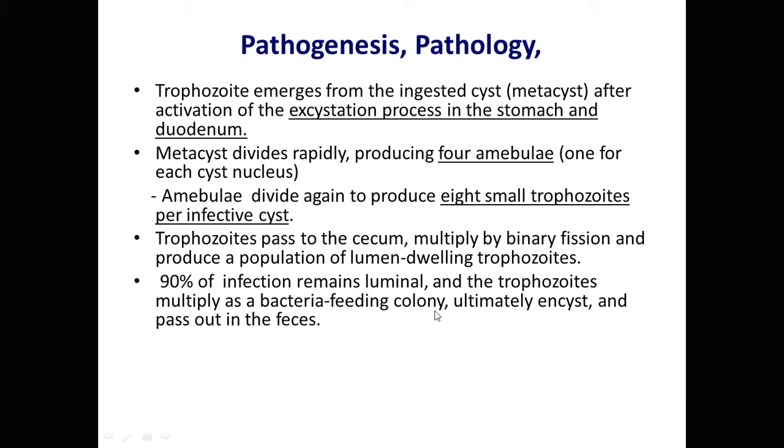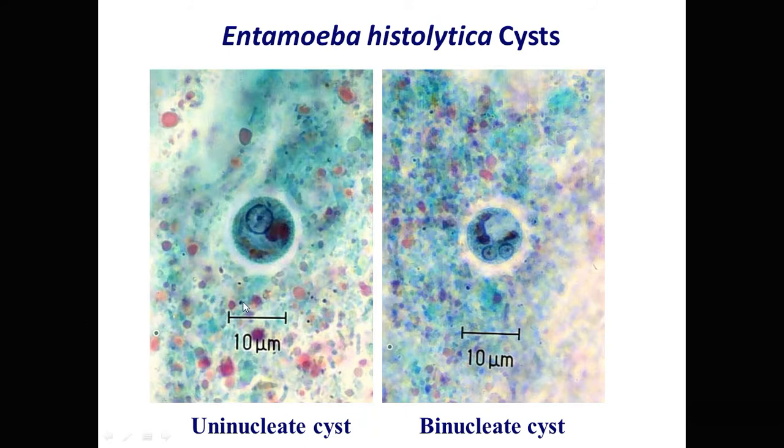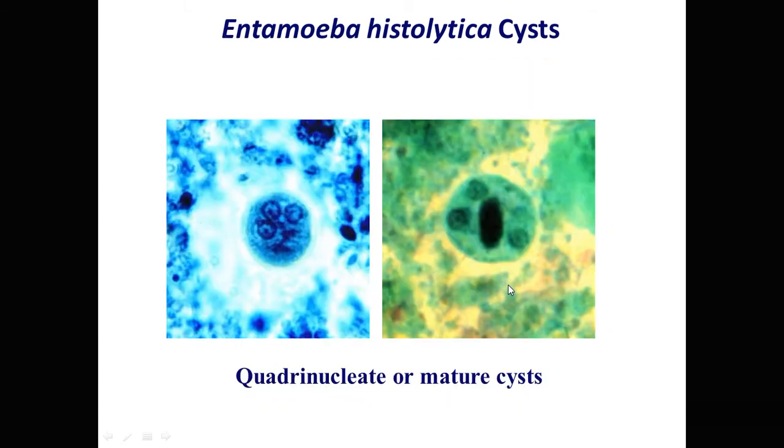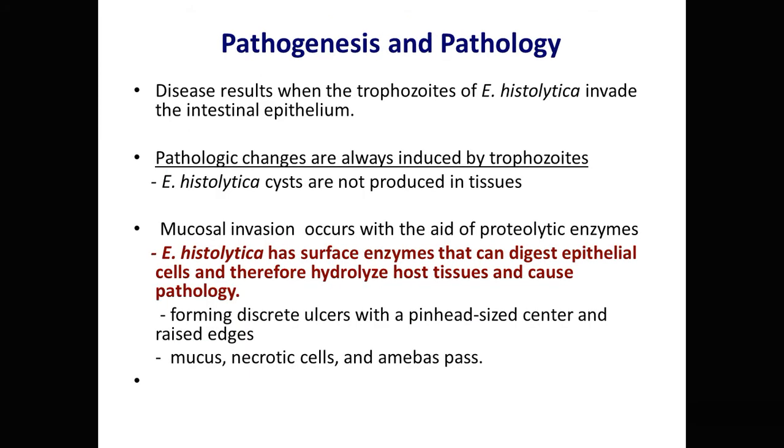90% of infections are luminal, and trophozoites multiply and feed on bacteria. They also feed on red blood cells, and part of the trophozoites encyst and are released with the feces. First, the cyst is uninucleated, has one nucleus, then two, then three, and then four, and this is the mature cyst.